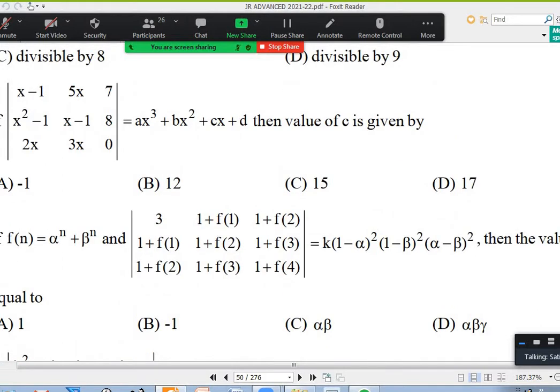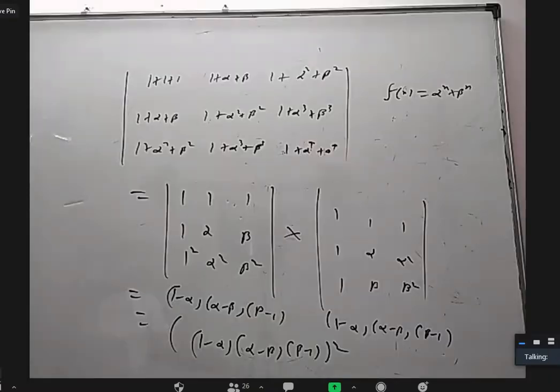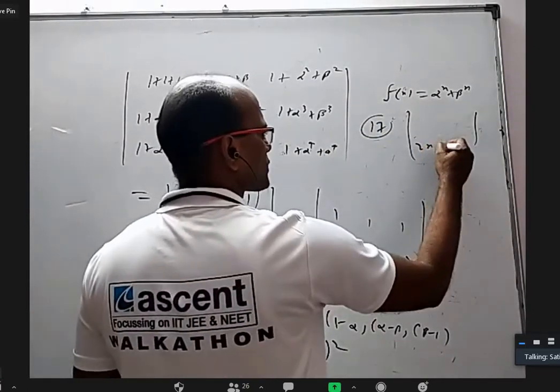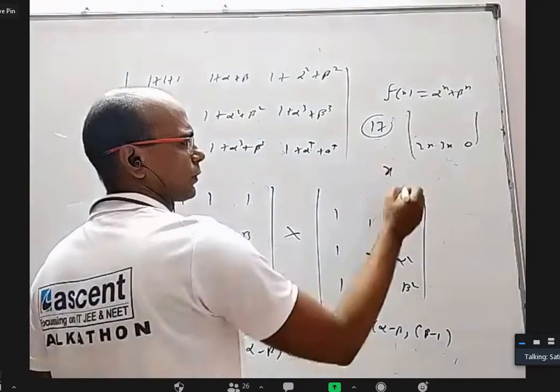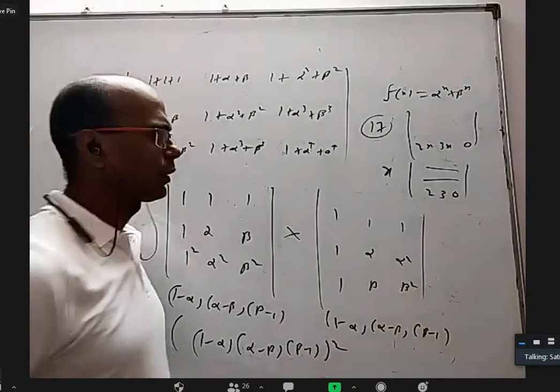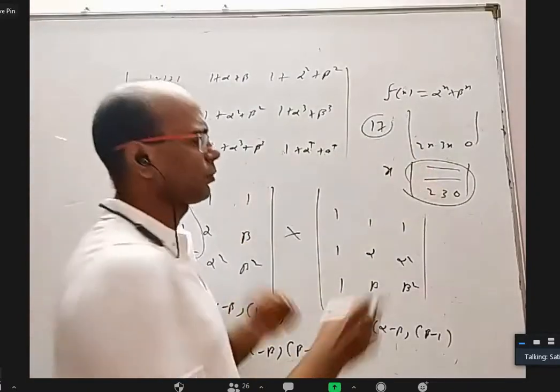Mrudula, is the 17th question clear to you or do you still have doubt? Sir, I don't understand it. Okay, I'll explain again, on the screen. What I said in the 17th question is, in the third row, we have 2x, 3x, 0. Take x common. You will get the same first row, same second row, but here 2, 3, 0. This one, if I expand, I will get some polynomial.